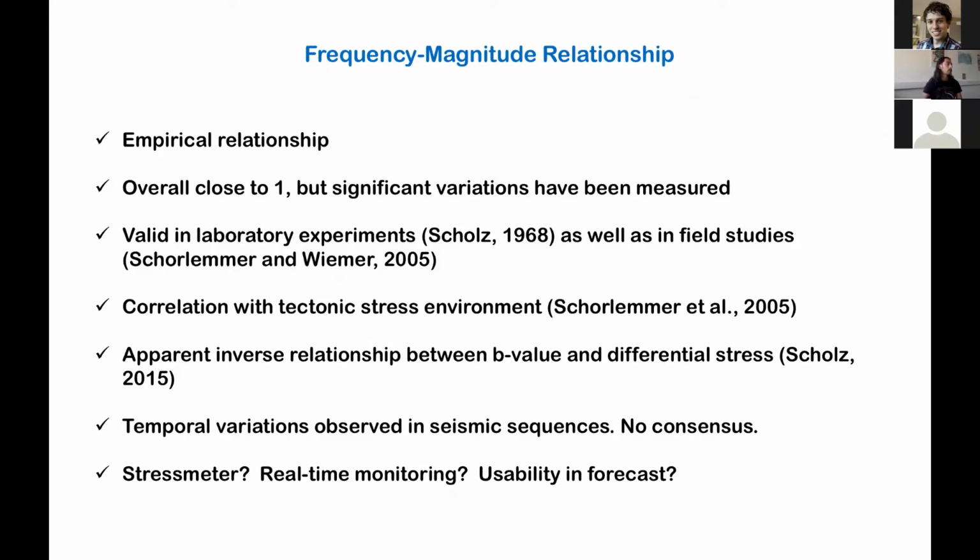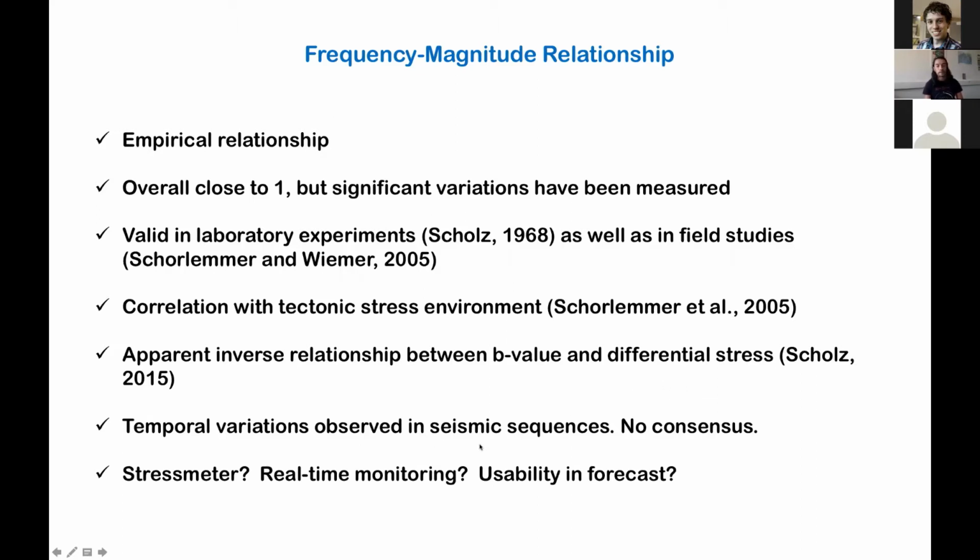There is a correlation of b-value with the tectonic stress environment. In particular, for example, in this paper, it was observed that areas with normal fault seismicity present higher b-values, and instead areas characterized by inverse faulting are related to relatively lower b-values. So it comes from this and from laboratory experiments that there is an apparent inverse relationship between b-value and differential stress.